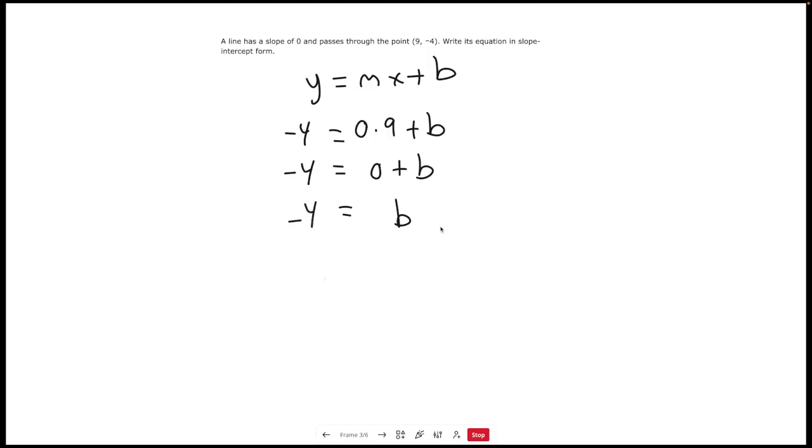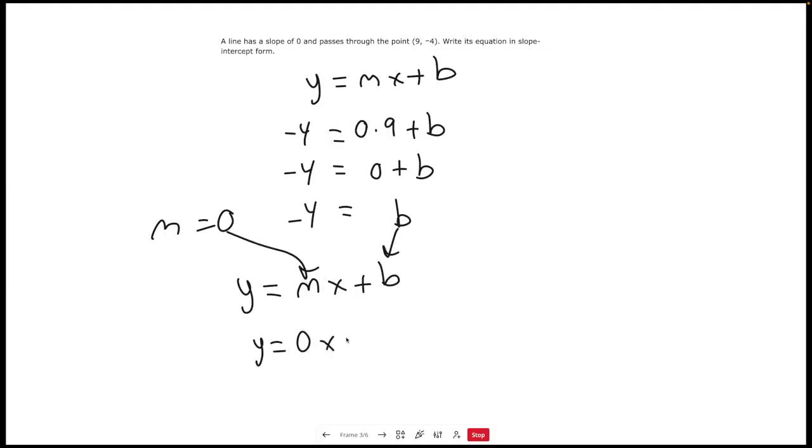And remember, they told us that the slope at the beginning was m equals 0. So now, when we plug back into our mx plus b, we're going to get y equals 0x minus 4. But because 0 times x is 0, it's just -4, and this is the final answer.